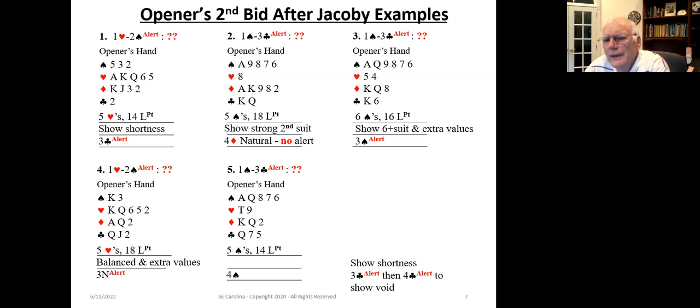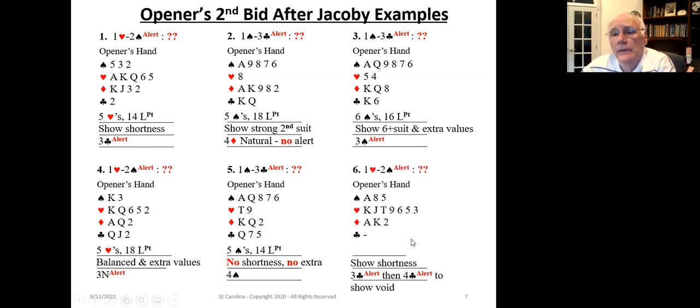To begin with, we need to have extra values, and we have 14. This is a normal opening. We don't have a second 5-card suit, strong 5-card suit. We don't have shortness. So we don't have any of those bids we went through on the previous page. Because we've got a normal open, we're going to bid 4 spades. And that says, hey partner, I really don't have a lot of interest in slam. I don't have any extra values. You make your decisions based upon what you've got in your hand.